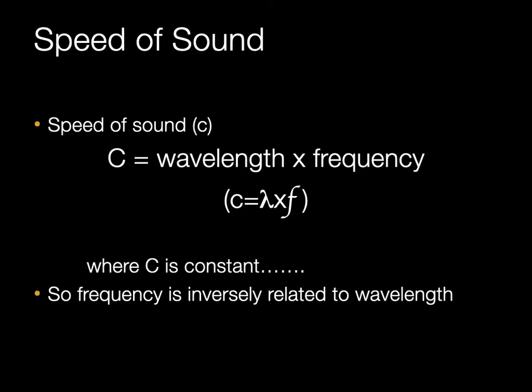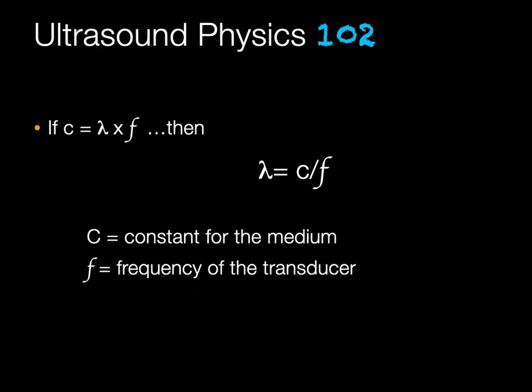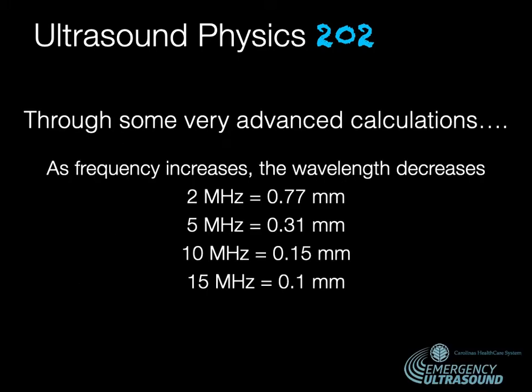So, getting a little bit deeper into sound physics, the speed of sound, c, is the wavelength times the frequency, and c is a constant. So the frequency is inversely related to the wavelength. Frequency is a property of the ultrasound transducer, and it's set by the frequency at which the piezoelectric crystals vibrate. Through some super advanced calculations, which we are not going into, as the frequency increases, the wavelength decreases.